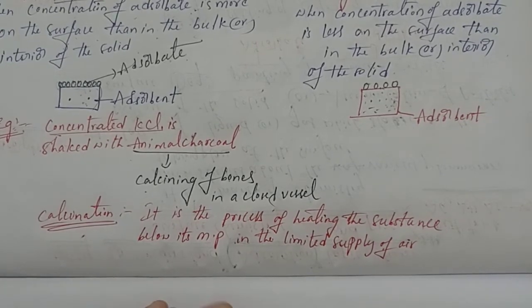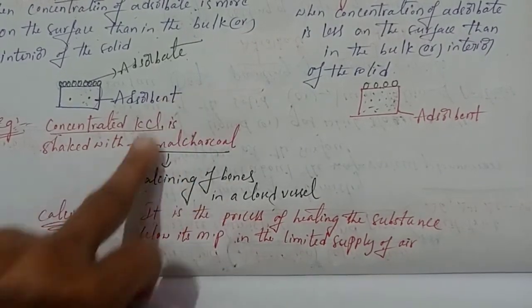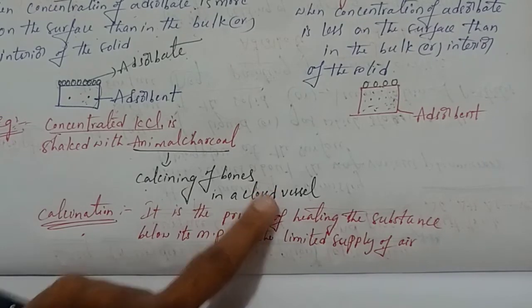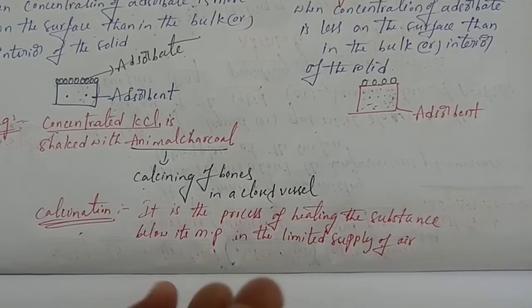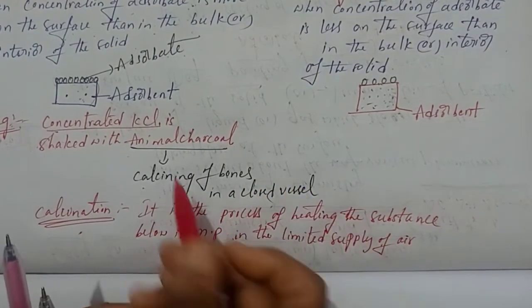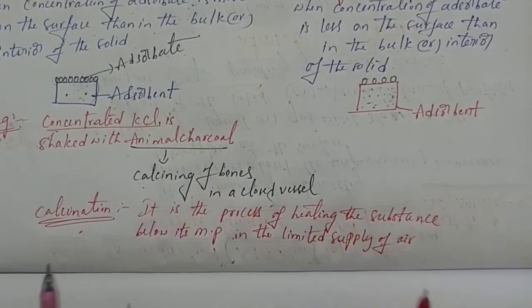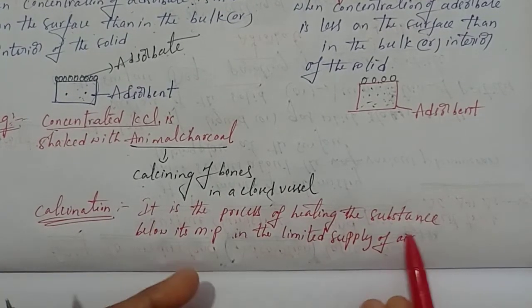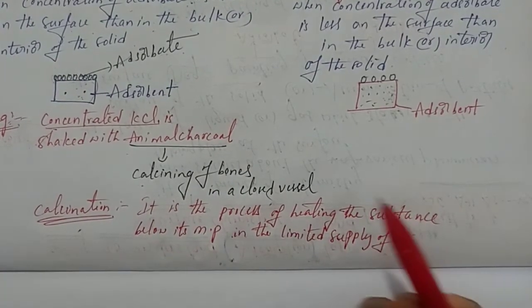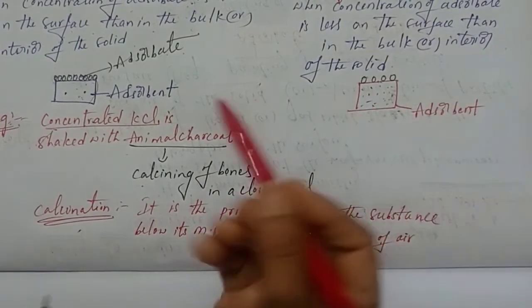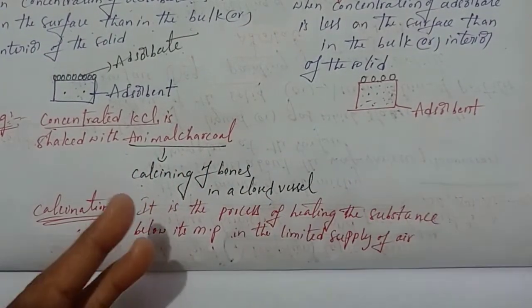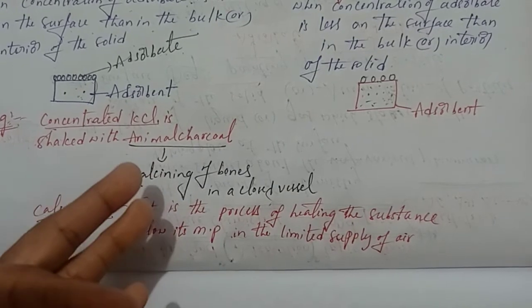So that's why here animal charcoal is prepared by calcining of bones in a closed vessel, students, by heating the bones. By burning the bones in a limited supply of air below its melting point, that much temperature has to be applied. Then you will get animal charcoal. You will get a black color powder, that is called animal charcoal.